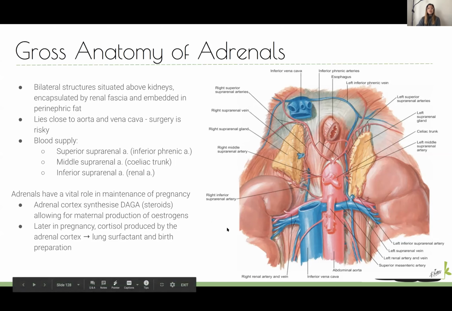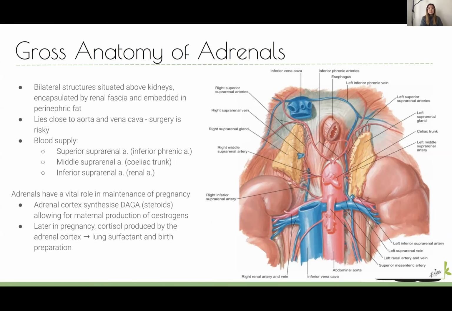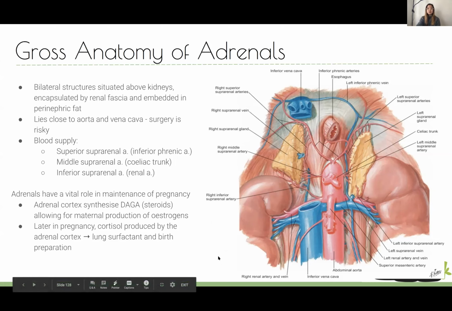Adrenals have a vital role in the maintenance of pregnancy because they allow for maternal production of estrogens, and later on, the cortisol produced by the adrenal cortex is important for development of the baby, specifically the lungs.